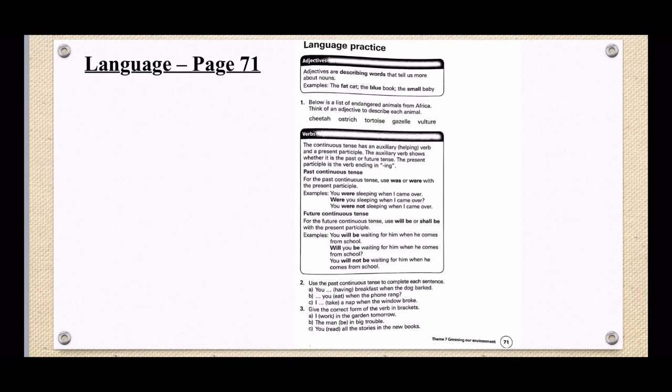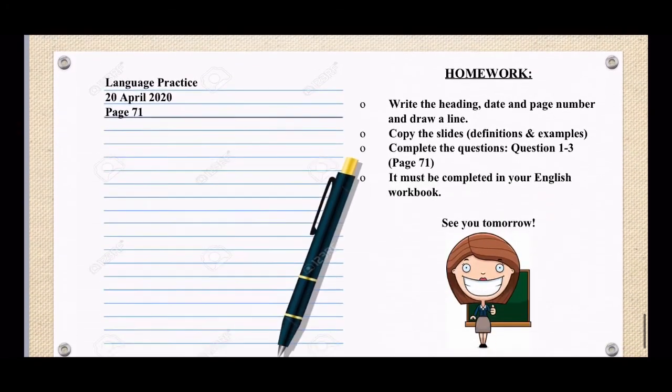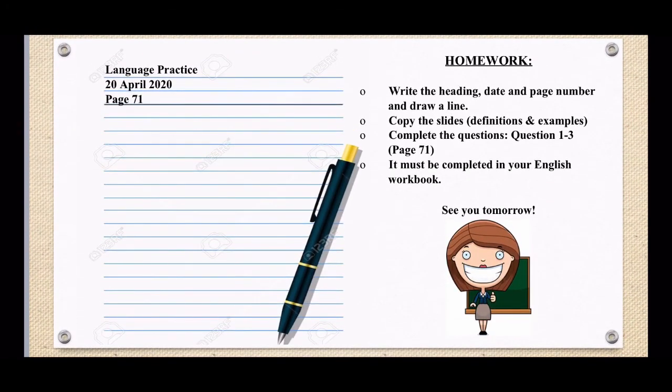Like I just said, I made slides of these blocks that are on the textbook page. Those slides you need to copy in your book. For homework, you write your heading, your date, page number, and draw a line. First, I would like you to please copy the slides, so the definitions and the examples. So go back, pause it, and copy my slides down into your book. Highlight where I highlighted in my slides, draw lines so you can identify examples and words in the definitions.